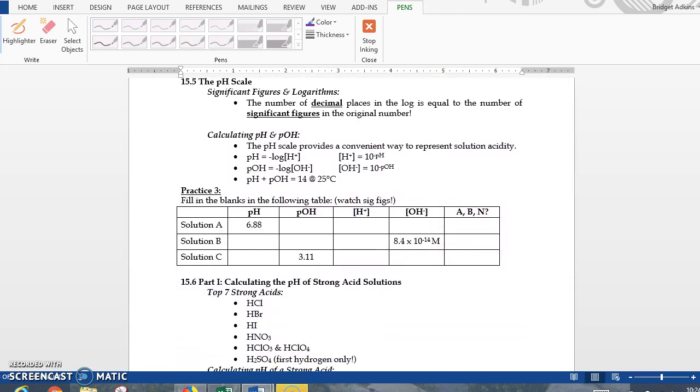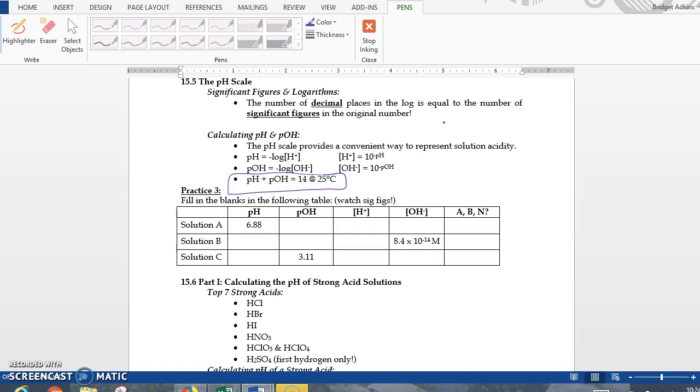So here's our pH scale. Like I said, the P out in front just means negative log of whatever follows, so negative log of H+. pOH is the negative log of OH-. If you wanted to work in reverse, you do the anti-log, or 10 to the negative pH, 10 to the negative pOH. And this is true if you're at 25 degrees Celsius. You can certainly still use that.